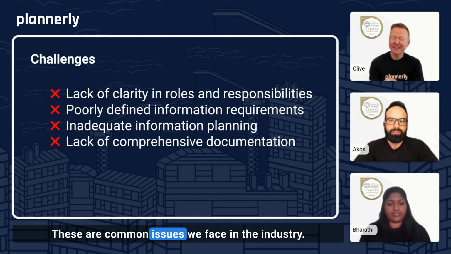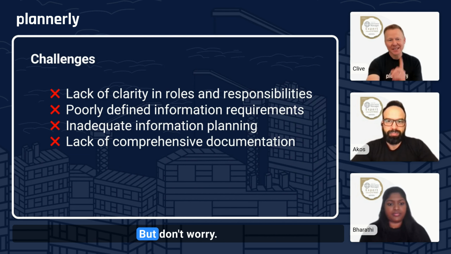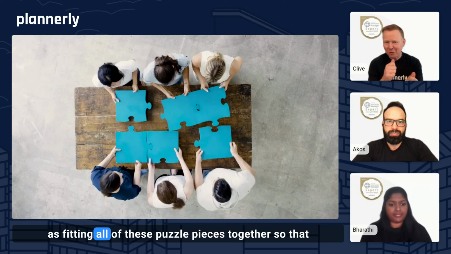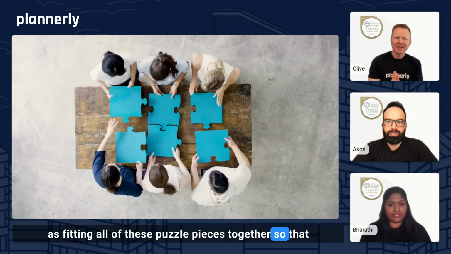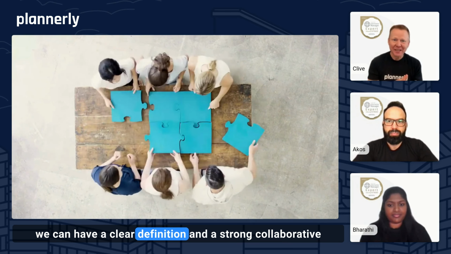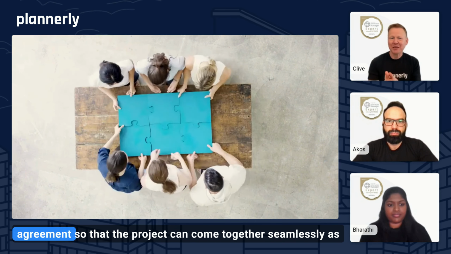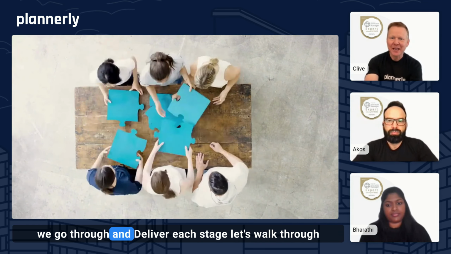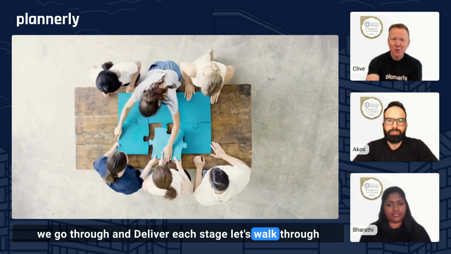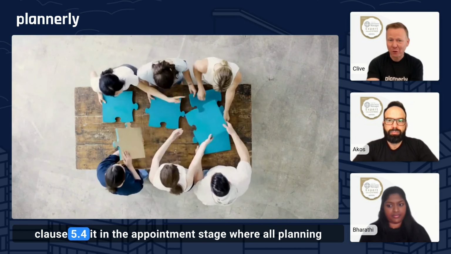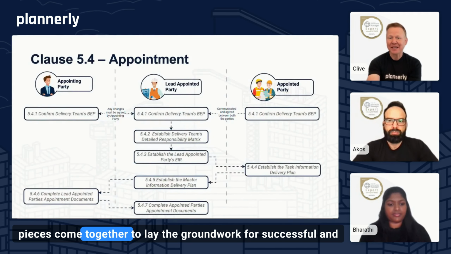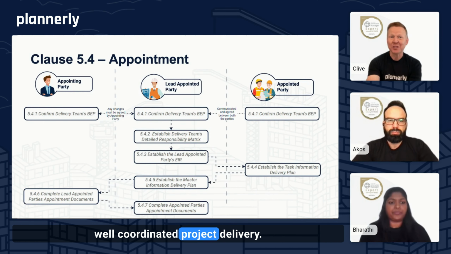Yep, absolutely, Akosh. These are common issues that we face in the industry, but don't worry. Think of this stage that we're going to go through as fitting all of these puzzle pieces together so that we can have a clear definition and a strong collaborative agreement so that the project can come together seamlessly as we go through and deliver each stage. Let's walk through clause 5.4 in the appointment stage, where all planning pieces come together to lay the groundwork for successful and well-coordinated project delivery.